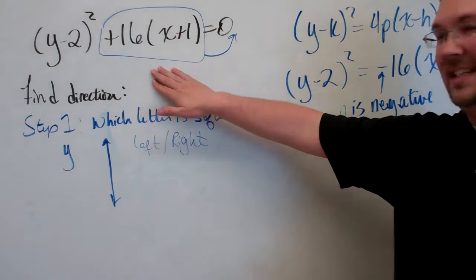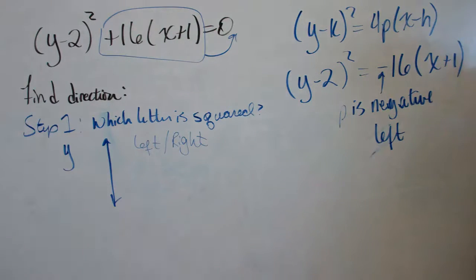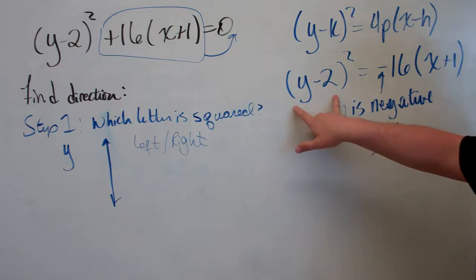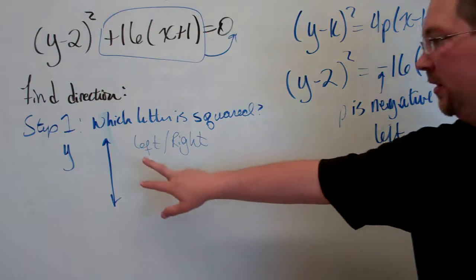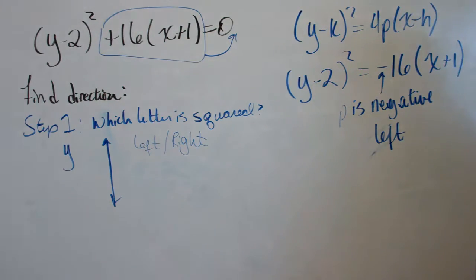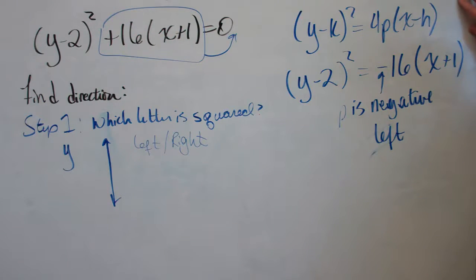So, if your equation is not in the standard form for a parabola, you want to get it in standard form, because then you can look and very quickly find out if it opens left, right, up, or down. Y is squared. We know a directrix line is vertical, so we know our parabola opens left, right. When you bring the 16(x + 1) over to the other side of the equal sign, we can clearly see p is negative, so it opens to the left.